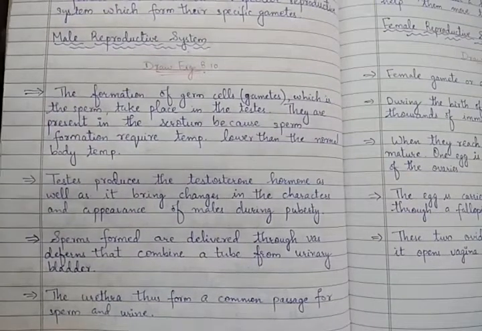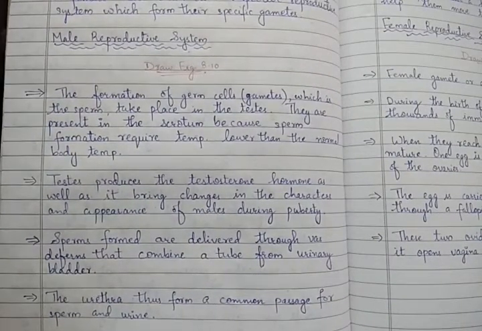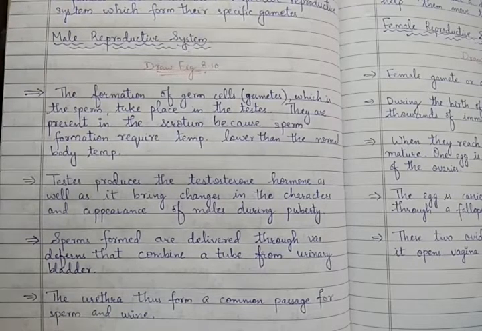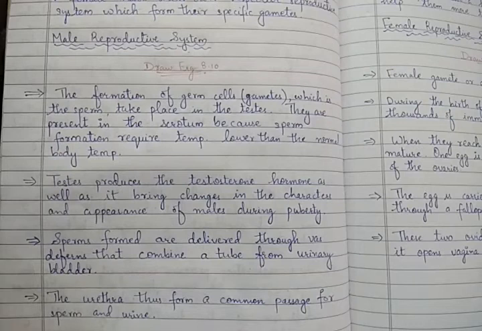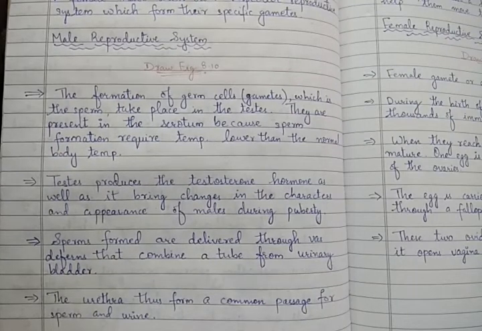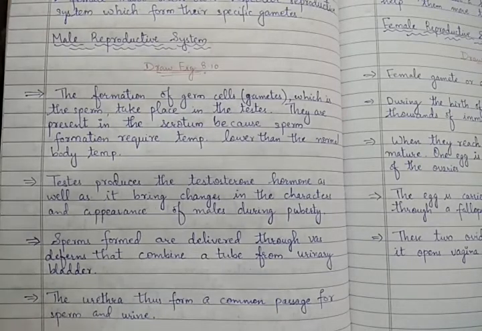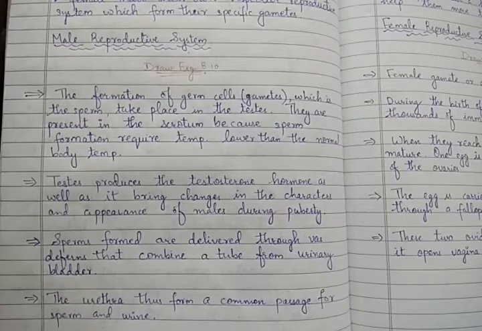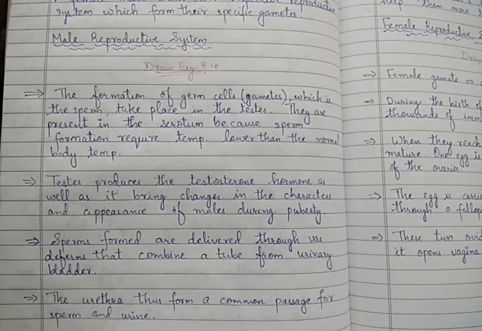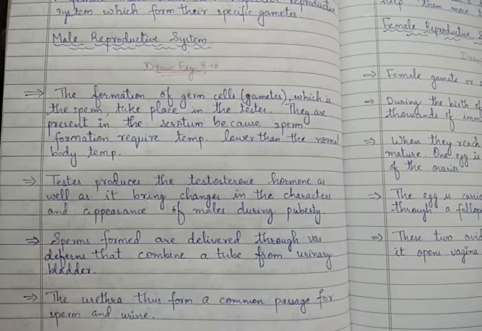Previous class we discussed how the reproduction process occurs in the initial stage, how an organism makes itself able, especially human beings, for the reproduction process. Today we will discuss the two main types of system in human beings, one being the male reproductive system, another being the female reproductive system.